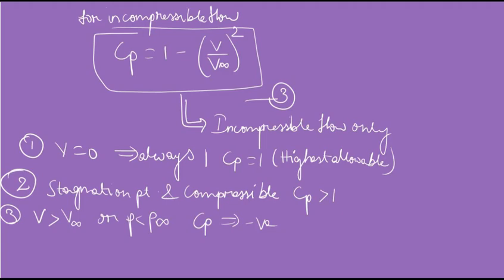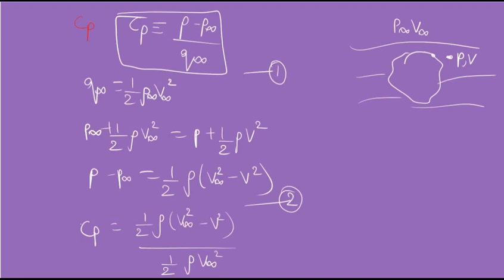One more interesting property we can see with respect to Cp. What if I rearrange equation 1 in such a way that I get P equal to P infinity plus Q infinity into Cp.